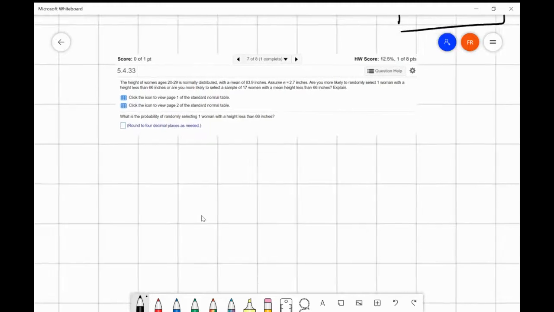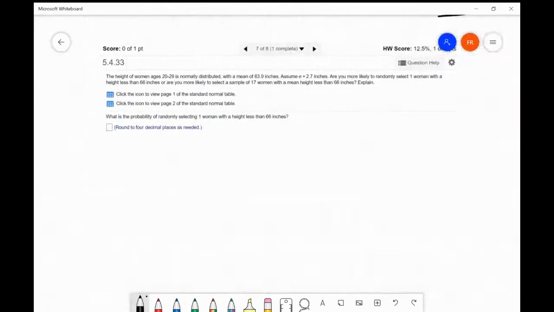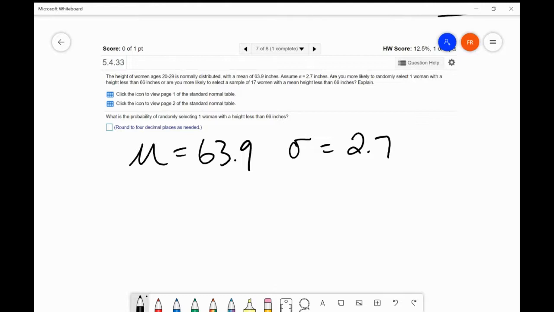Okay. So look, this is number 7. And so somebody just sent me a message asking if I could do number 7. So let's do number 7. We're going to go about doing this one the same way we did the other one, right? Yes. So if we notice here, it says the height of women ages 20 to 29 is distributed with a mean of 63.9. So again, I'm going to go mu is 63.9. We know that our standard deviation is 2.7.